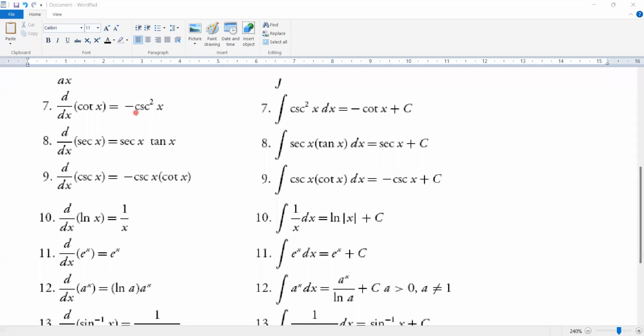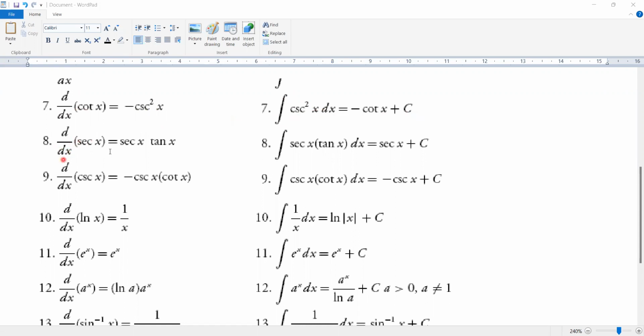Derivative of cot x with respect to x is minus cosec square x. Integration of cosec square x dx is minus cot x plus c.